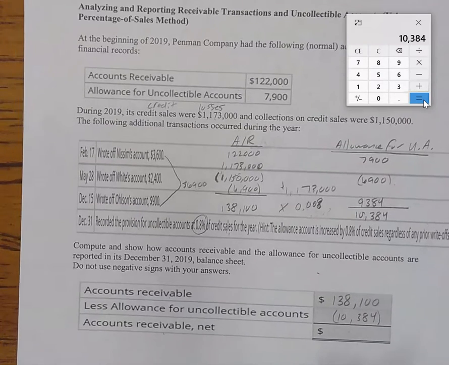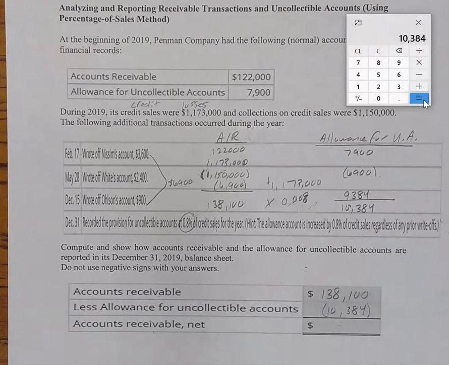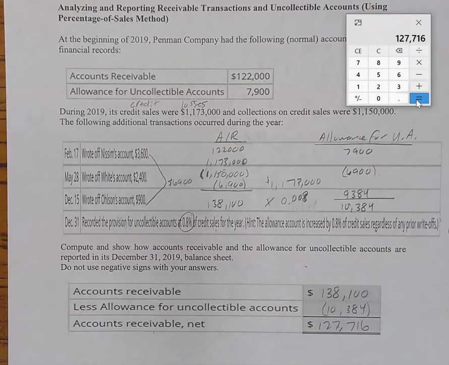So that is a downward adjustment. $138,100 minus $10,384 is $127,716. And that is our accounts receivable balance net at the end of 2019. All right, that's it for this video.